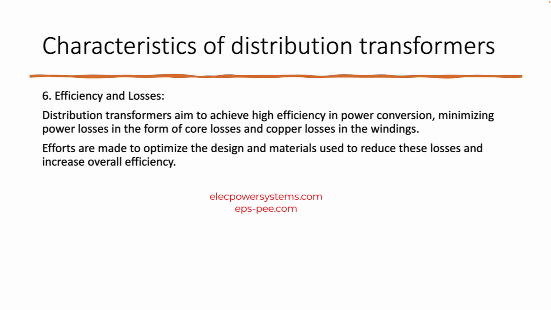Efficiency and losses. Distribution transformers aim to achieve high efficiency in power conversion, minimizing power losses in the form of core losses and copper losses in the windings. Efforts are made to optimize the design and materials used to reduce these losses and increase overall efficiency.